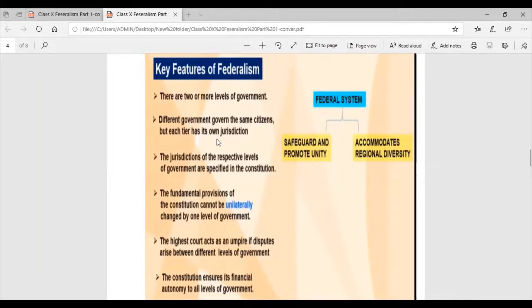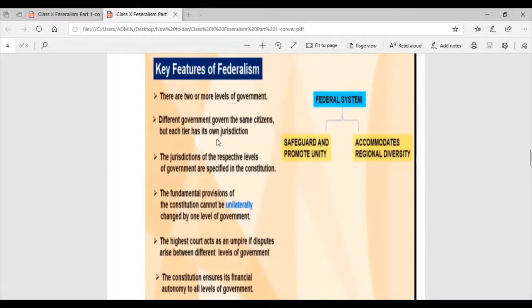So for every citizen, for certain subjects, we are governed by the union government, and for certain subjects, we are governed by the state government and local government for the local issues. So the same citizen has to be governed for various issues by different levels of government.